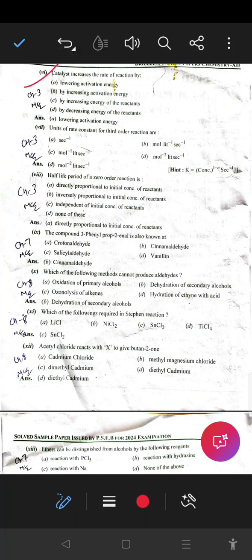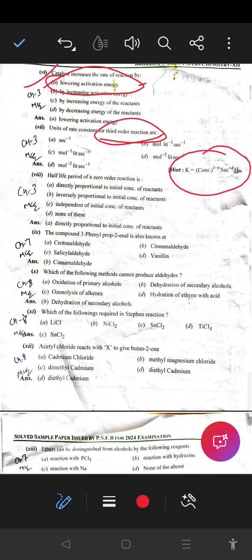Next question: a catalyst increases the rate of reaction by lowering the activation energy. So right answer is option A, lowering the activation energy. Next is the units of rate constant for third order reaction. As we know, the general equation for rate constant k is concentration to the power 1 minus n, second inverse. Put the value n equal to 3. It will give the answer D, that is mole inverse liter square second inverse, the right answer.